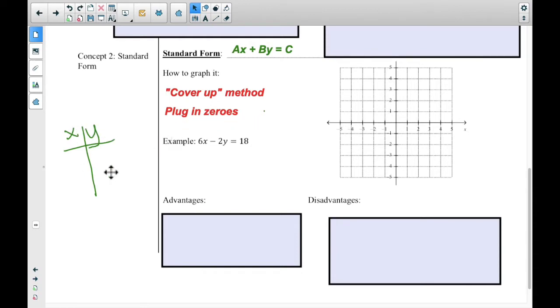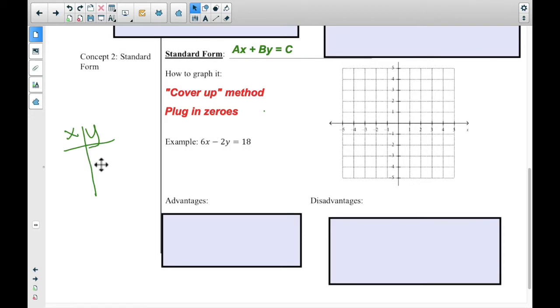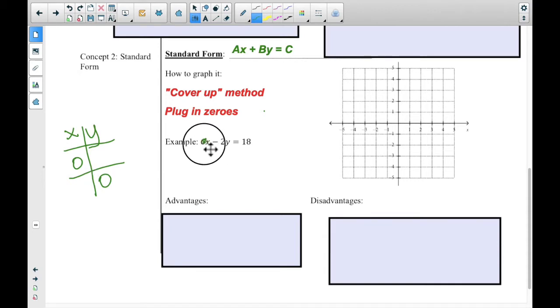So for instance, if I have a table of values and I put a 0 in the x column and a 0 in the y column. If I put a 0 in the x column, I'm going to cover up. Let's look at this example. So I'm going to cover up that x, the whole thing, because if I plug in 0, it makes it a 0, right? And so now, if I divide by -2, then I get a -9. And most of us do this in our head. That is, if you've learned the cover-up method.